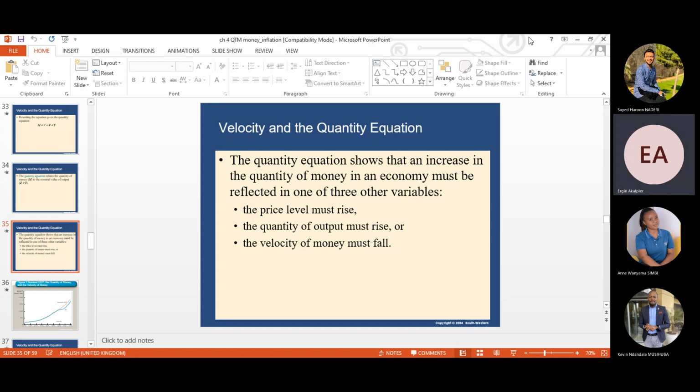The quantity equation shows that an increase in the quantity of money in an economy must be reflected in one of three other variables. So if there is an increase in the quantity of money, either the price level increases, the quantity of output increases, or the speed of money is reduced.